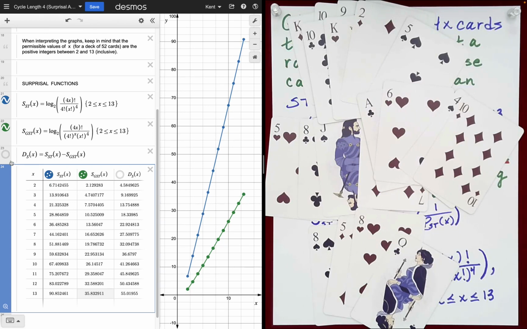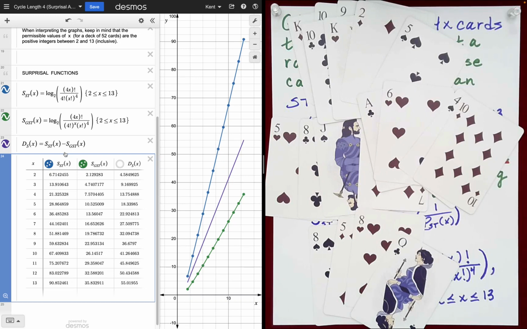I guess one thing I didn't mention, I also have this function that shows the difference between the original cyclic packet and the Gilbreath shuffled version of the packet. So that's what this purple line is showing. It's showing the difference between them.